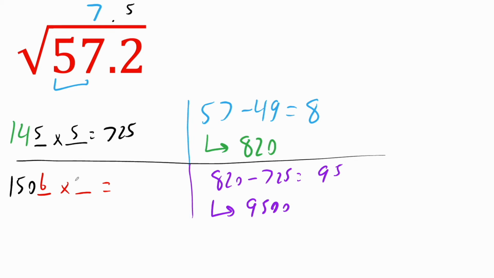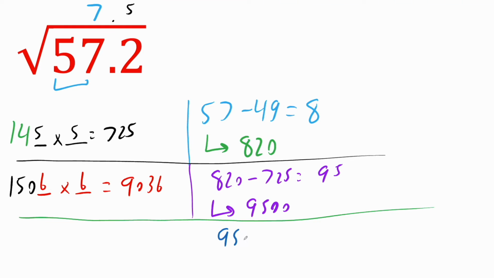Now if I do 1506 times 6, we're going to get 9036. So let's put a little line again. And so now I can say 9500 minus 9036 is equal to 464. Again, next we're going to add our two zeros, so we get 46400. Oh, and we said this piece was a 6, so I need to put our 6 right here. So now we have 7.56. We need to double it. Again, ignore the decimal, so 756 times 2, we're going to get 1512.